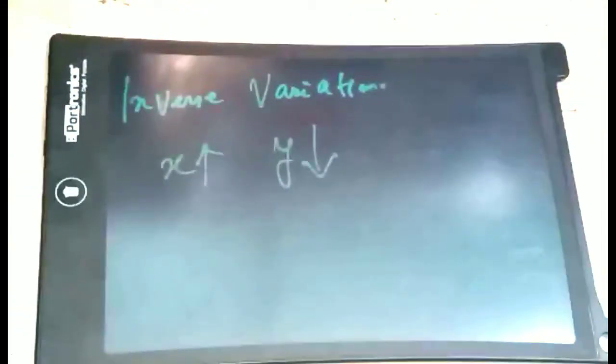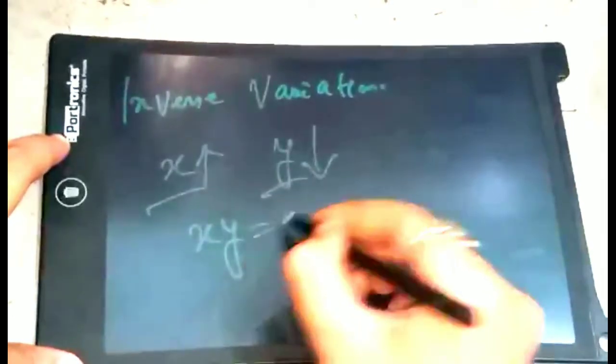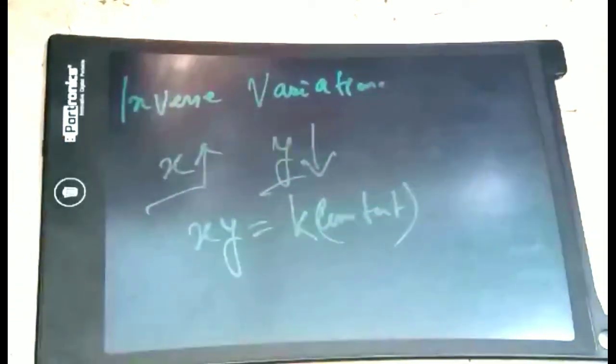Moreover, there is another thing that we need to remember for inverse variation, that is the product of the two variables x and y is constant. In case of direct variation, the value of x by y at any instant was constant. But in case of inverse variation, the product x and y is constant.